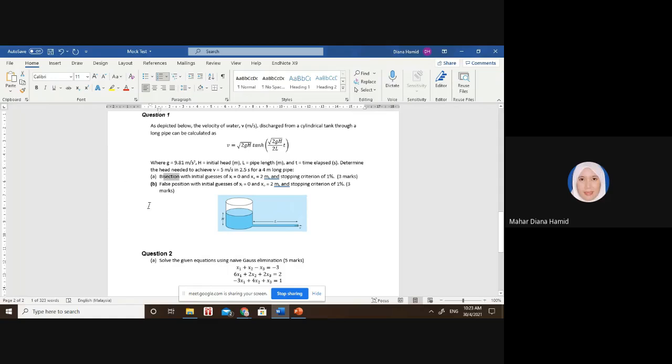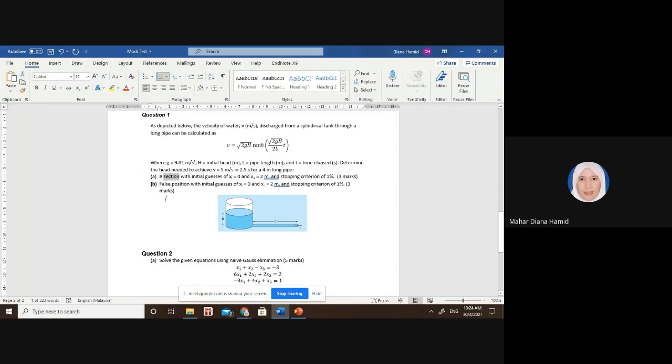And then your hand calculation and also your MATLAB, you have to compile into PDF, in one single PDF. That's why I'm giving you about 15 minutes for you to compile everything.